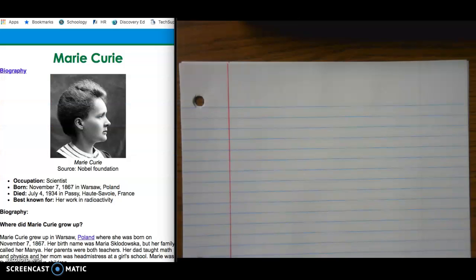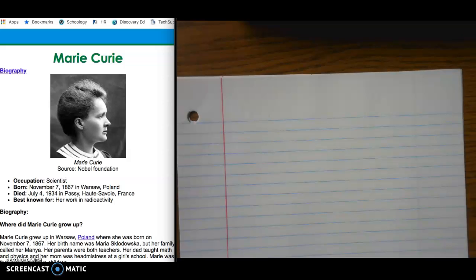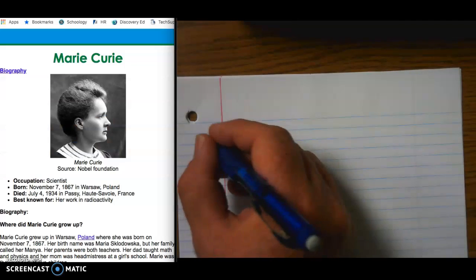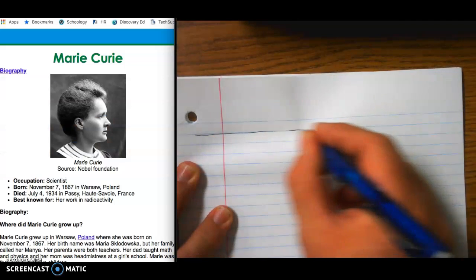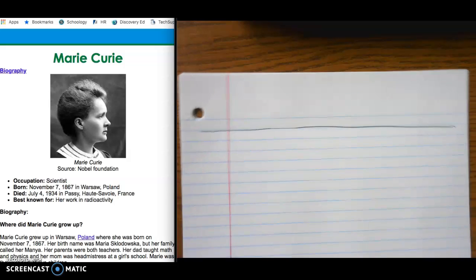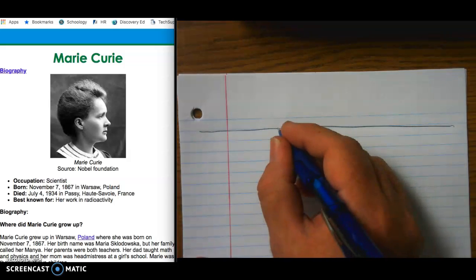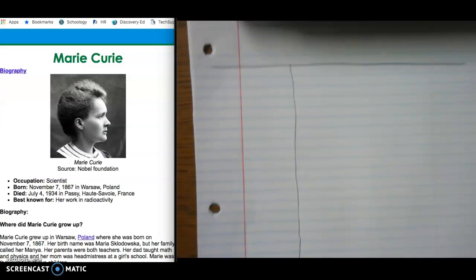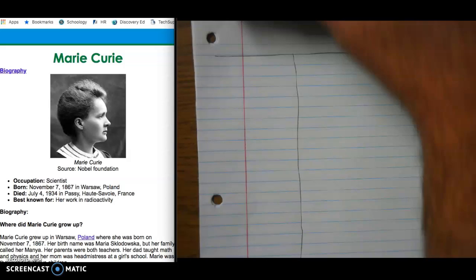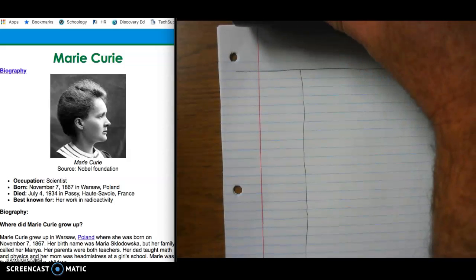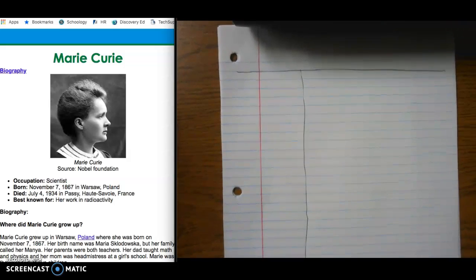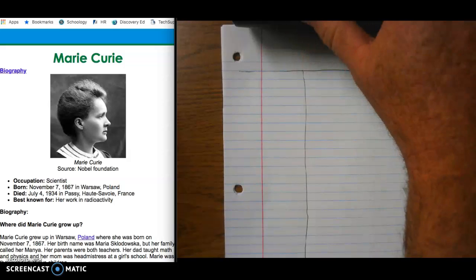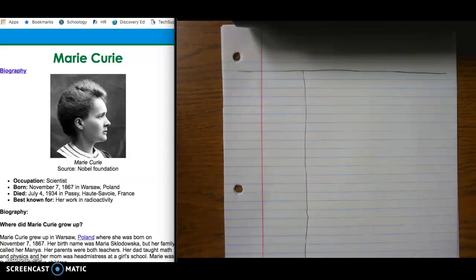Now, if you're going to use just plain paper like I am, first thing you need to do is put some lines on there. So you're going to put a line like that, and then another one down the side, and it's going to go all the way down to there. Let me zoom out a little bit so you can see. One more. That's all we're going to get.